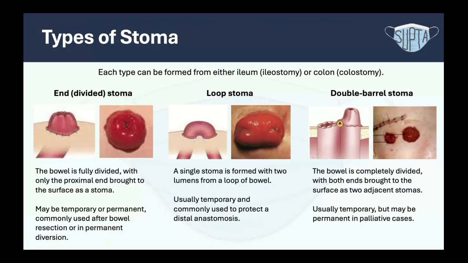And finally, we have the double barrel stoma, which is less commonly done these days. The bowel is completely divided with two adjacent separated stomas. Both ends are brought to the surface, usually side by side, with a small strip of skin separating them. The proximal end usually passes stool, while the distal end drains mucus. It's usually temporary, but it could be permanent in palliative cases.